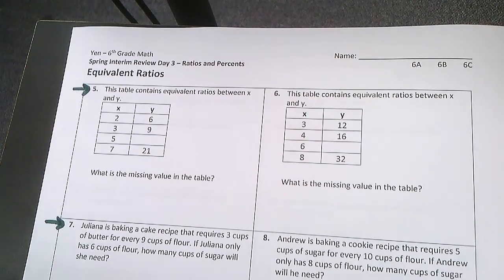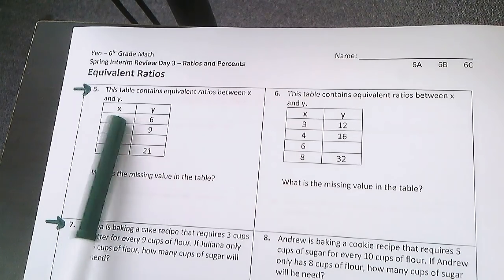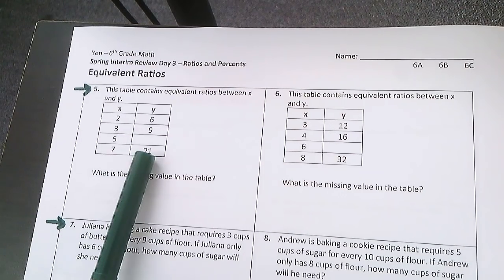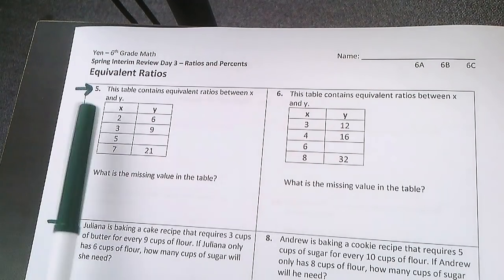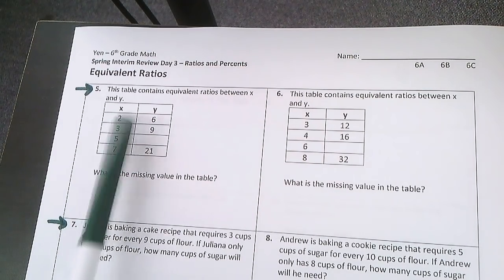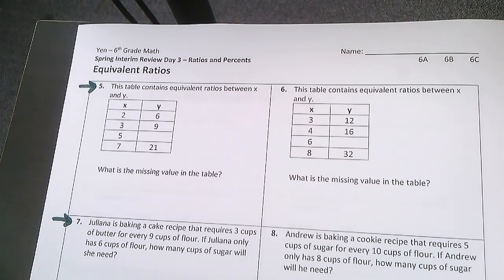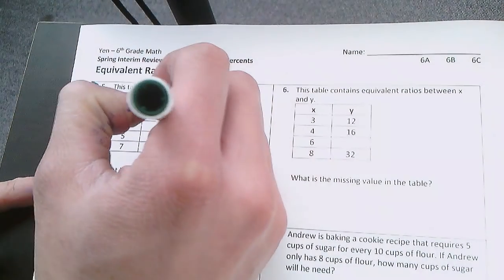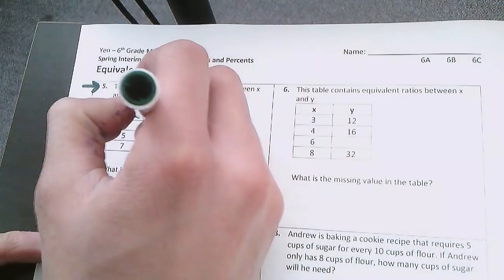In this case, let's take a look at how these numbers are related going across. 2 to 6, 3 to 9, and 7 to 21. And I want to check, are we multiplying by the same number each time? In this case, we are. So I ask myself, 2 times what is equal to 6? 2 times 3 is equal to 6. Okay, that might be the pattern.